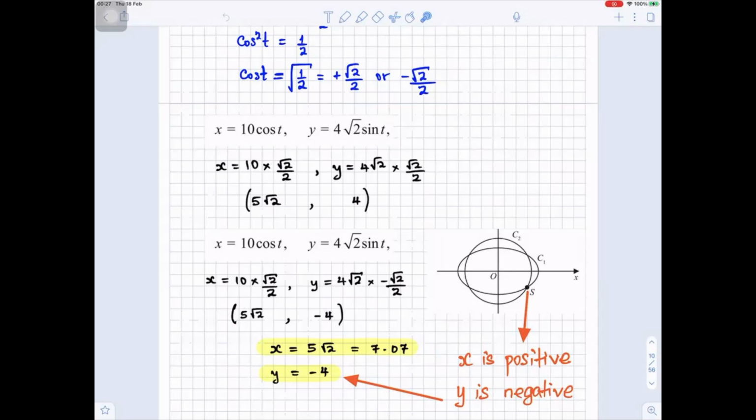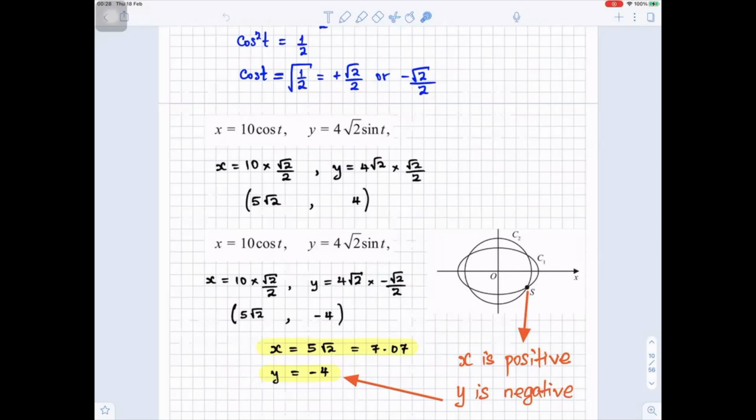We do it again with the next pair of coordinates. x equals 10 cos t. We replace cos t. It gives you 5 root 2. And we replace sine t with minus root 2 over 2. It gives you minus 4.